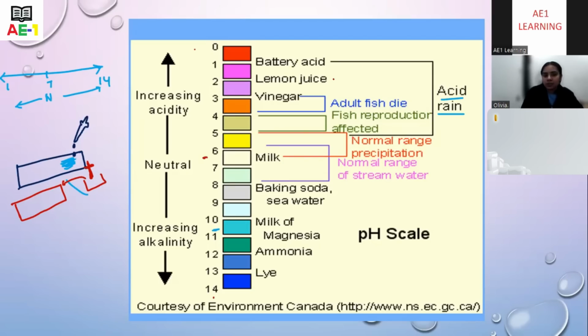Whereas lemon juice, vinegar, and an adult fish, if it dies, all of them have a pH of 2, 3, which comes under acidic pH. Okay?